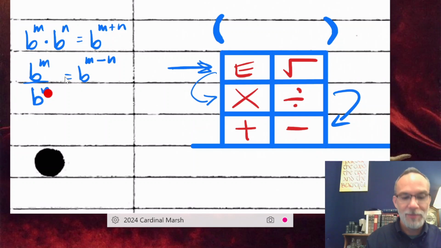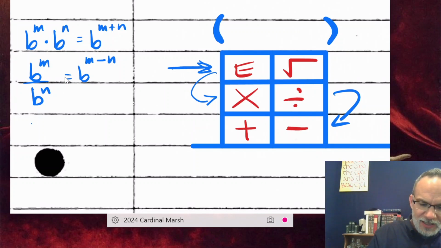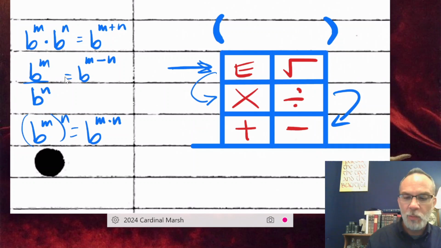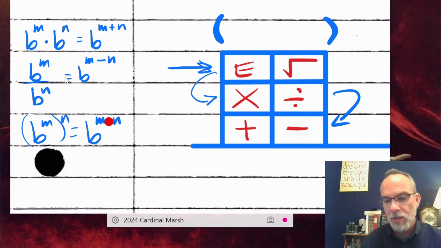But you don't cancel the bases. You keep the same base. This is the quotient rule. But the Tower of Math tells you, hey, if you're dividing the bases, drop down a level, subtract the exponents. It's right there. And then the last one that is part of this group is to say that b to the m raised to the n is equal to b to the m times n. That when you're raising an exponent to an exponent, you multiply. How are you going to remember that? Well, the tower tells you, hey, start at exponent, drop down one level. You're going to multiply them.